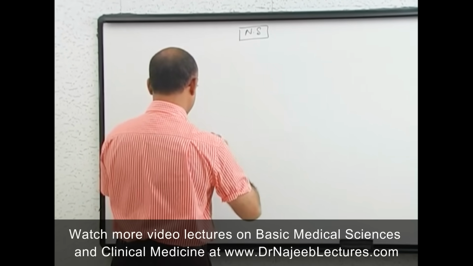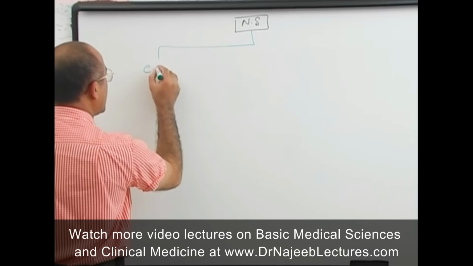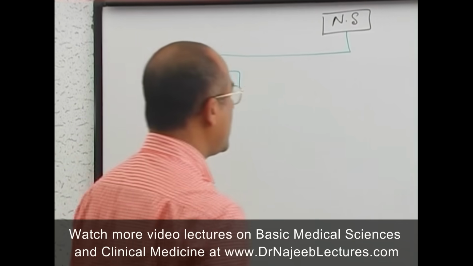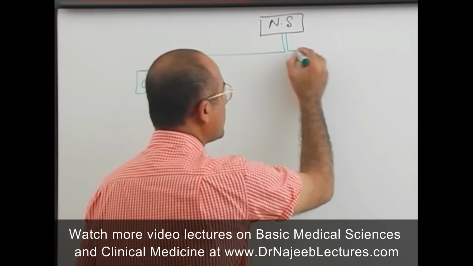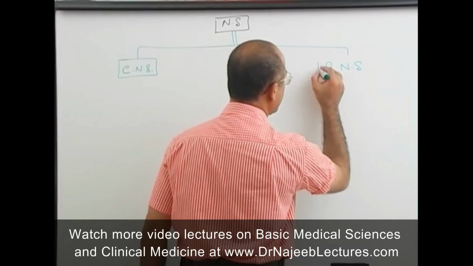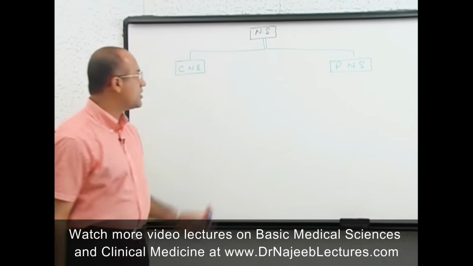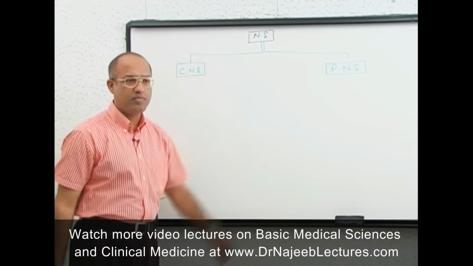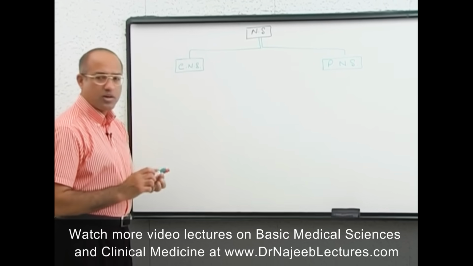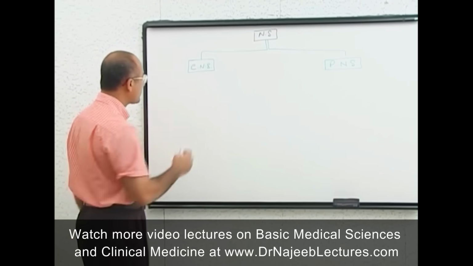Number one is the central nervous system, right? And number two is the peripheral nervous system, right? So the nervous system is basically divided into a central part and a peripheral part, right? Now, the central nervous system consists of the brain and the spinal cord.